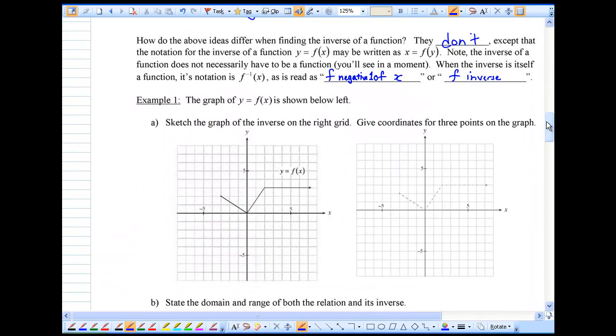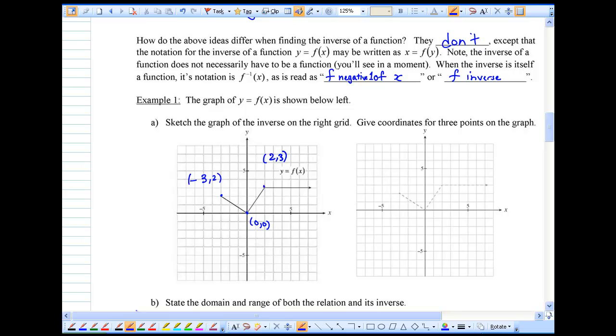Okay? So here's a graphical example, first of all. I'd like you to look at the graph of y equals f of x, and I'd like you to sketch the graph of the inverse on the right, and give the coordinates for 3 points on the graph as well. Well, I'm going to take those key points. So here's one key point on the original graph, negative 3 comma 2. Another key point, 0 comma 0. Another key point, 2 comma 3.